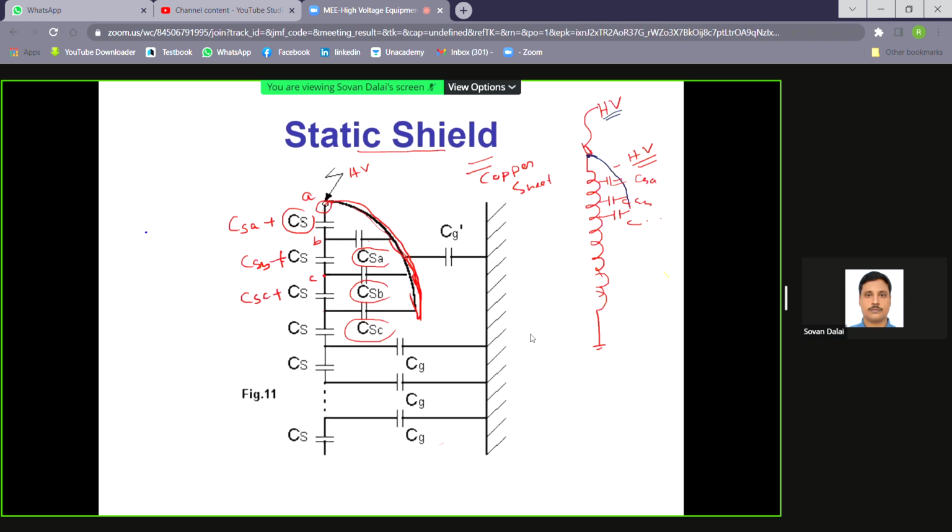So what happened? Effectively, the series capacitance is increased. If the series capacitance increases, the alpha value decreases. In that way, you can improve the potential distribution, or linearize the potential distribution along the transformer winding.